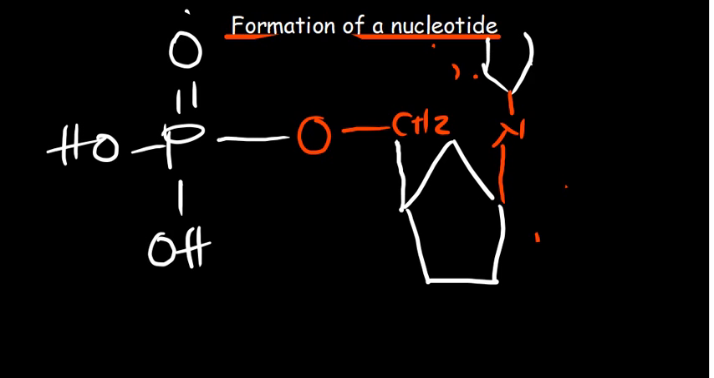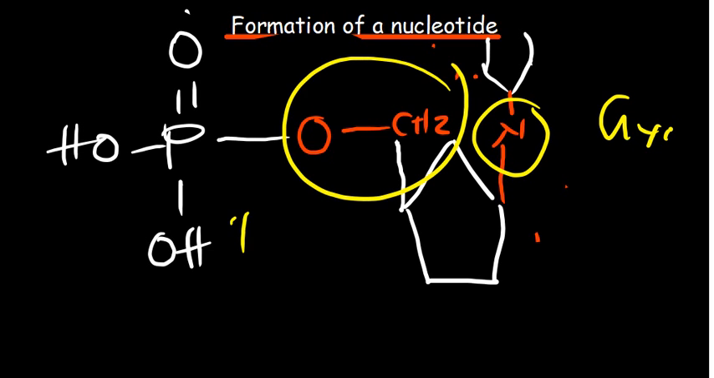Okay, so what is our structure? This is the structure and the formation of a nucleotide. First of all, that one is a glycosidic bond, which is also formed from condensation, and this one now is called a phosphoester bond. So that is what you need to know about a nucleotide.